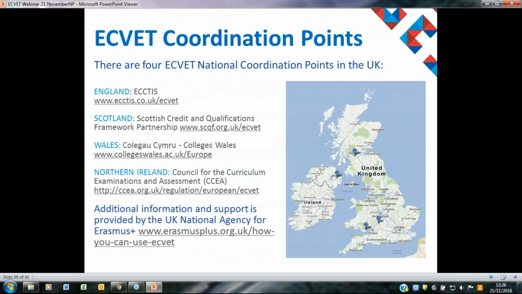Finally, just to reiterate, there are 4 ECVET coordination points across the UK, so there's someone near you. However, importantly, there are 11 ECVET experts across the UK and Wales. So when you call ECVET and want someone to come and speak to you, there will be someone local who'll be able to take your call and who you probably will know as well. So plenty of information, plenty of support available.